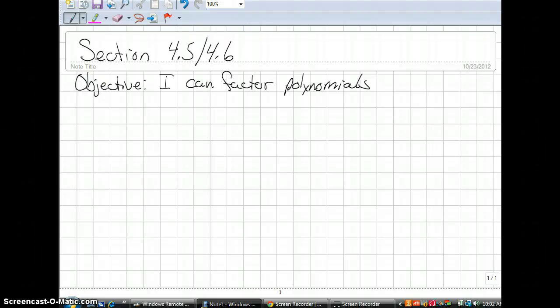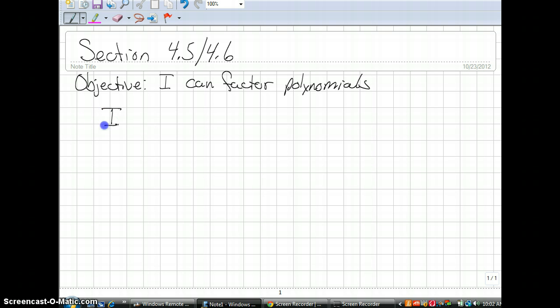Today we're looking at section 4.5/4.6. Both of these sections have to do with factoring polynomials. So our objective today is I can factor polynomials. To factor polynomials, there are several steps that we have to go through.